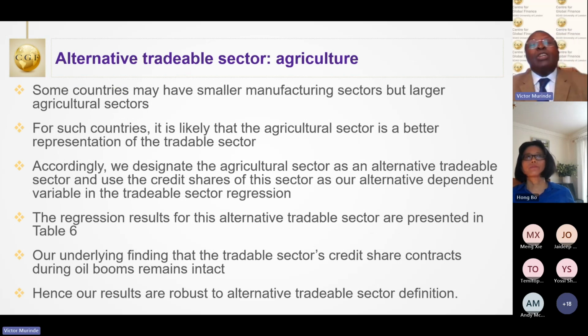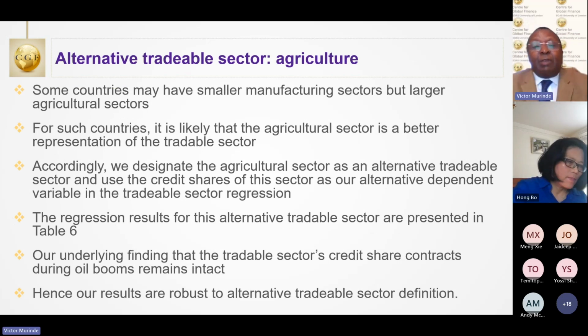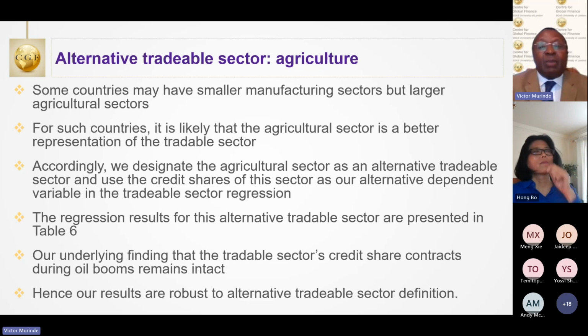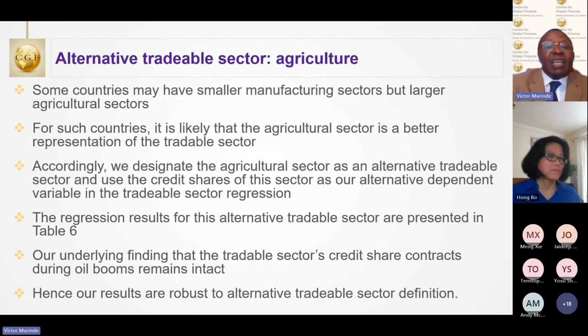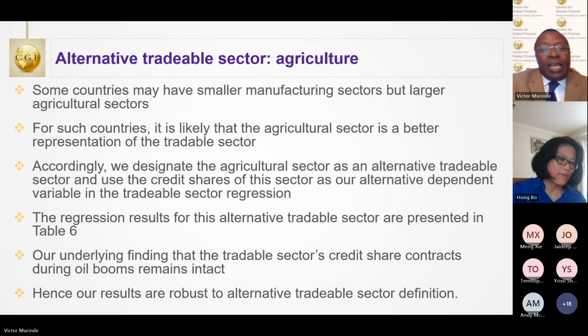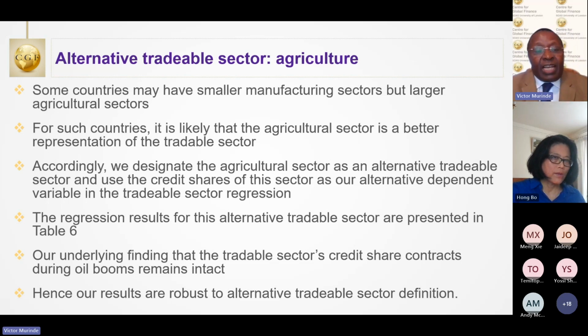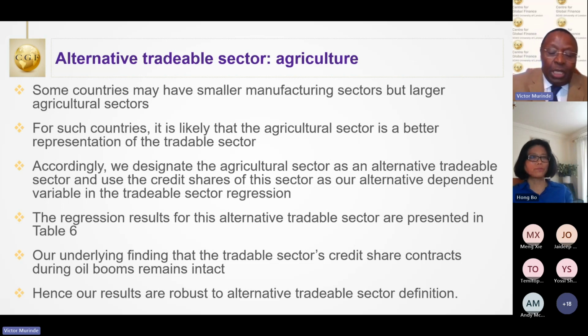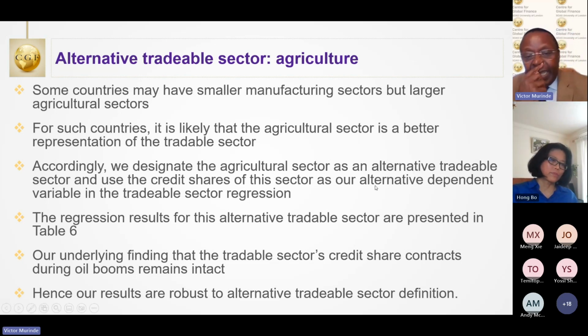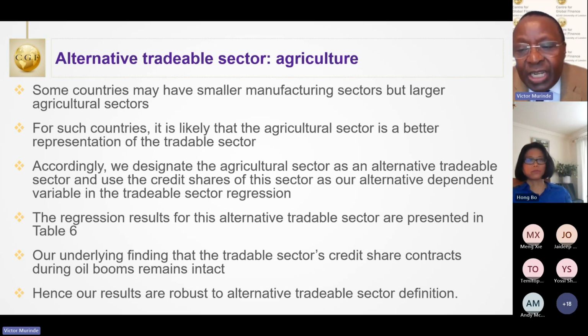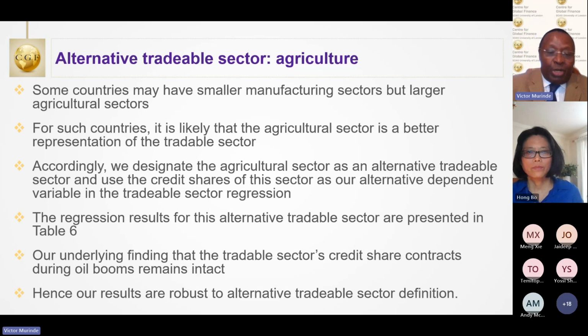We also do a robustness check by changing the tradable sector. In the previous results, the tradable sector was manufacturing. But we know that in some small countries, the agriculture sector is larger than the manufacturing sector, and so it is likely that agriculture is a better representation of the tradable sector in those developing countries. So we designate agriculture as the alternative tradable sector, and use the credit shares of this sector as our alternative dependent variable in the regression.